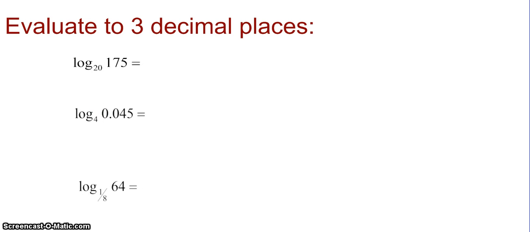Alright, so now I want you to use those skills and your calculator to evaluate log base 20 of 175, log base 4 of 0.045, and log base 1/8 of 64 to 3 decimal places. Pause the video, use your calculator, unpause when you're ready to check your work.